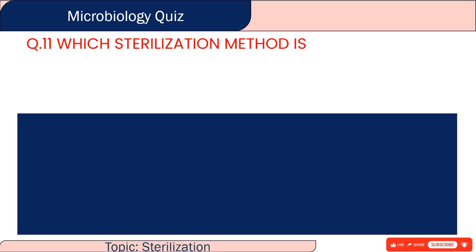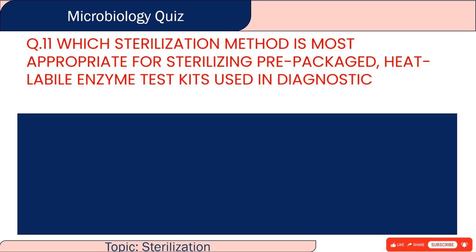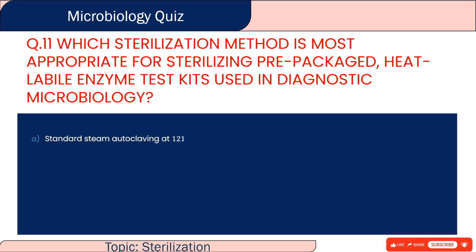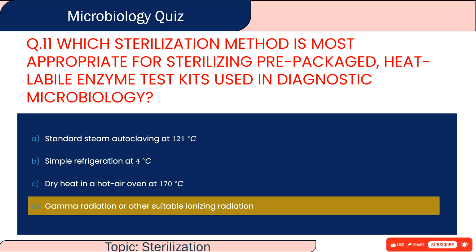Question number 11. Which sterilization method is most appropriate for sterilizing pre-packaged heat labile enzyme test kits used in diagnostic microbiology? A. Standard steam autoclaving at 121 degrees Celsius. B. Simple refrigeration at 4 degrees Celsius. C. Dry heat in a hot air oven at 170 degrees Celsius. D. Gamma radiation or other suitable ionizing radiation. Answer is D.